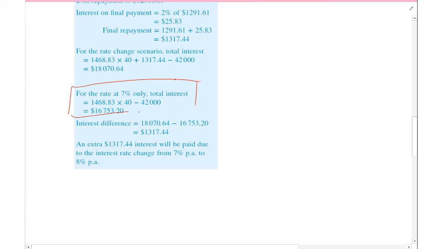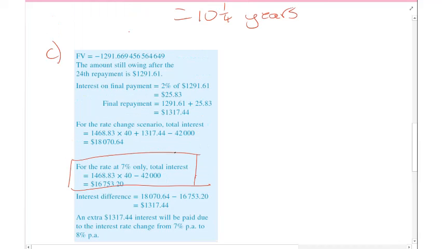Okay, and what we find is that when we're at 7%, we had 1,468.83 times 40 because it was 10 years, 40 repayments, and you subtract the 42,000 from that, and you're going to get 16,753 and 20 cents. Okay, so we've sort of done that part.